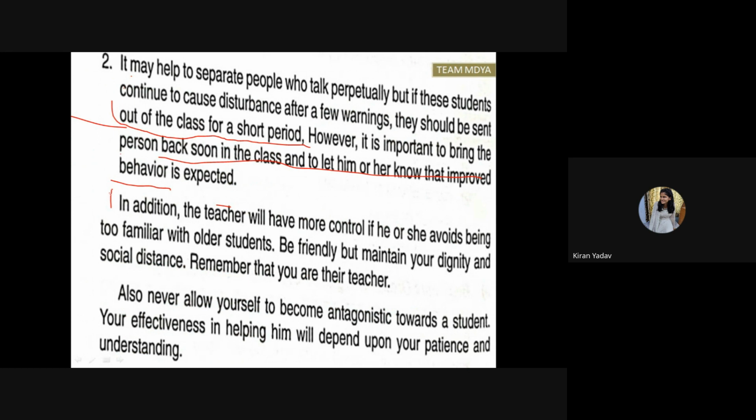Sakshi ji, you are saying something? Yeah, ma'am. In my school, the teacher used to ask a student to stand facing the wall in the classroom only. Yes, that can also be a good way to teach them a lesson.